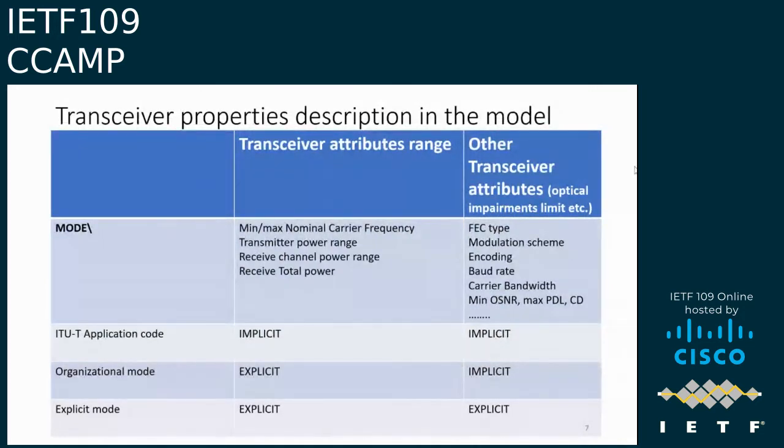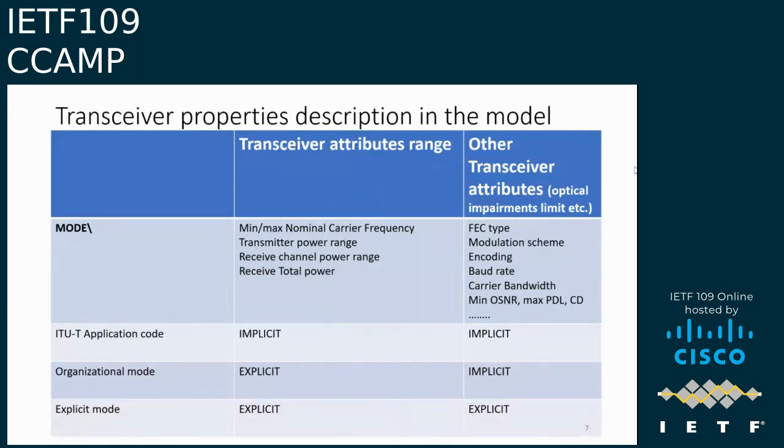We provide a table that summarizes the mapping for the different attributes. So we have power and frequency that are related to the attributes range of the transceiver. That is okay, everything is implicit as said by ITU-T. And both in the organizational mode and the explicit mode, these parameters are explicit.